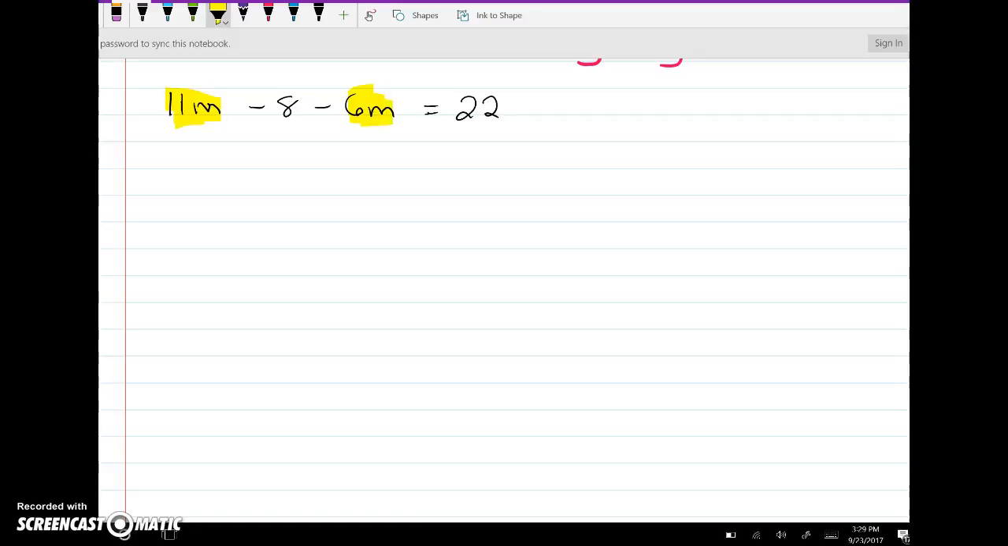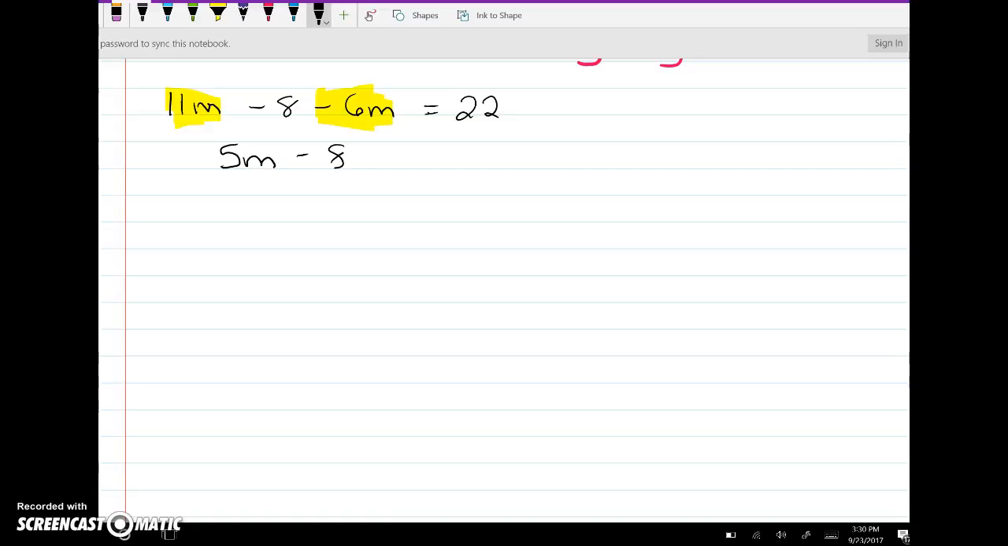Remember, we can only combine them if they are like terms. If one of these had m squared, there would be 2 different terms, and we couldn't combine them. But we'll get to that in a few weeks. So let's go ahead and combine 11m minus 6m. We have a minus sign in front of it, and it goes to the number behind it. 11m minus 6m is positive 5m.